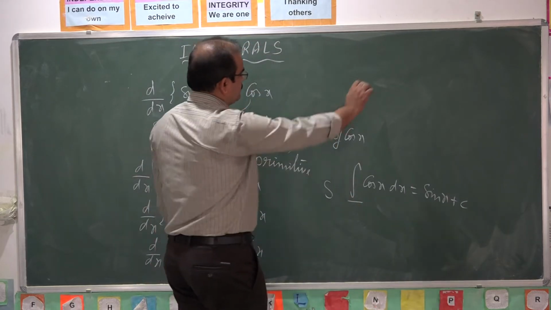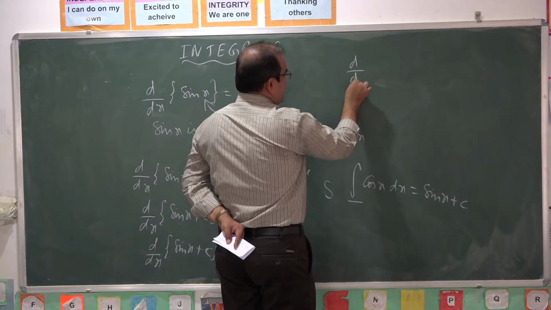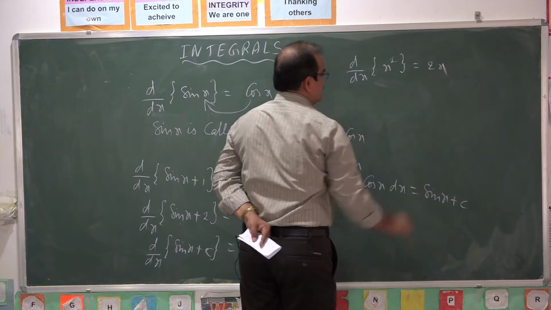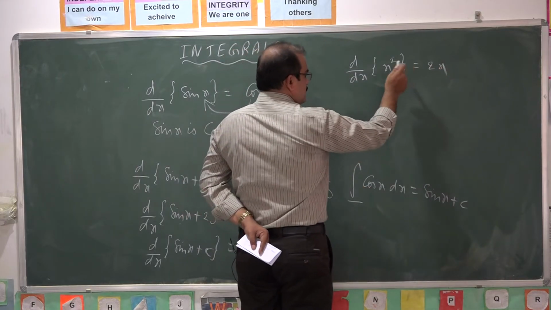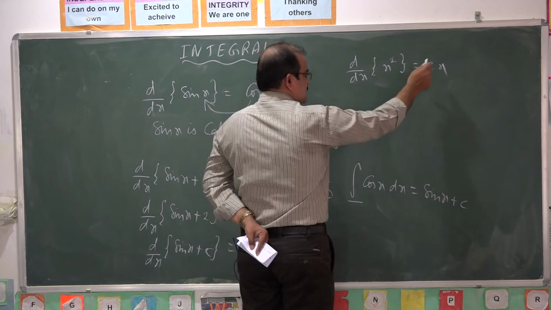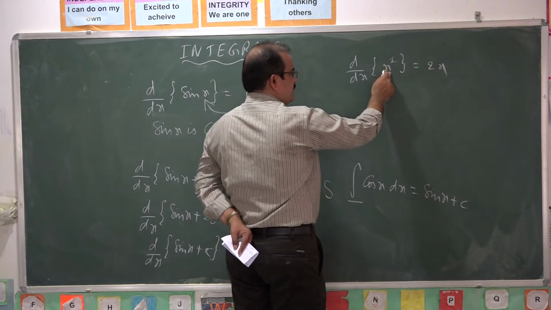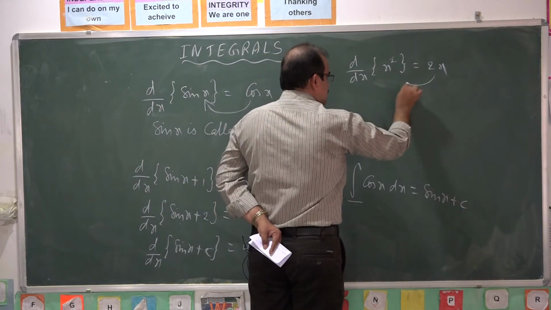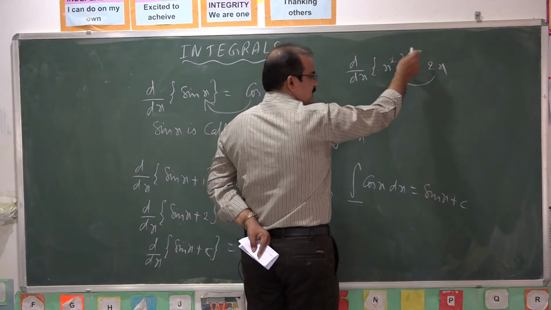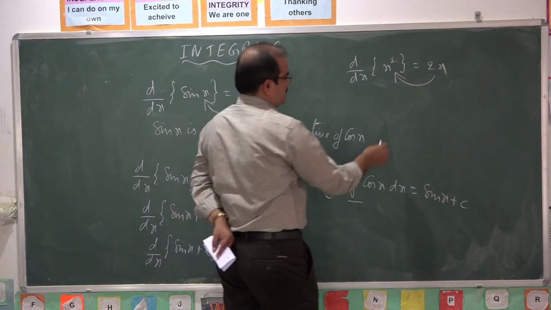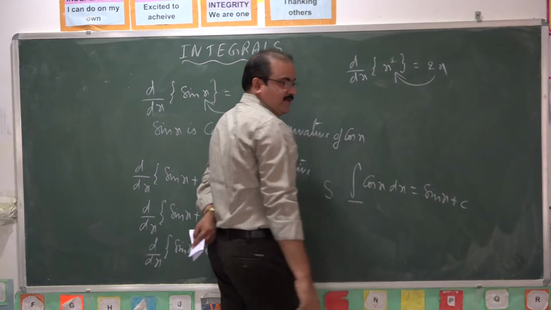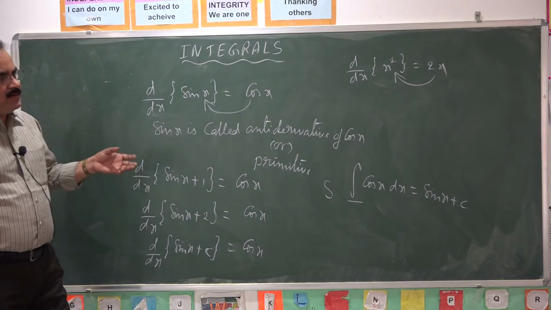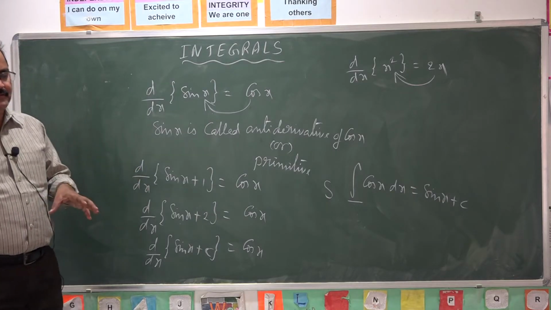You take any example: d by dx of x square is 2x. Derivative of x square is 2x. Here 2x is the derivative of x square with respect to x. Now this x square is called antiderivative of 2x or primitive of 2x. This is about integration. All formulas are deduced from derivatives.